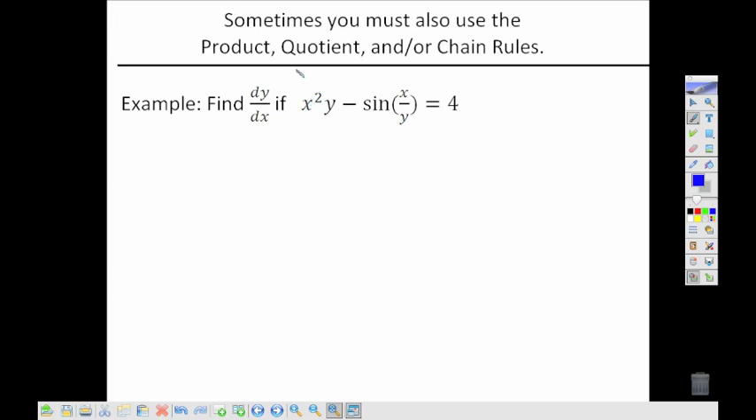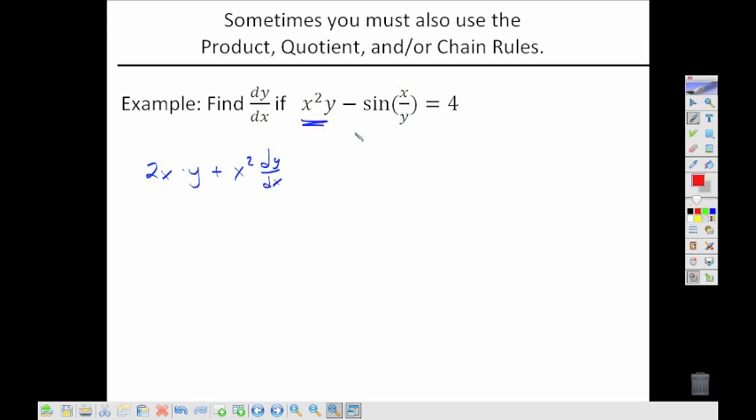So we see sometimes we're having to use product, quotient, and chain rule in these things. Sometimes we might have to use them all together. So here I've got x squared y, that's 2x times y plus the x squared times the derivative of y, which is dy/dx. So that was all just for this first one.